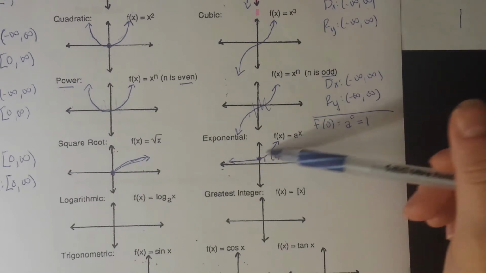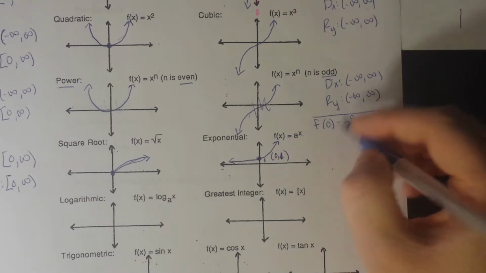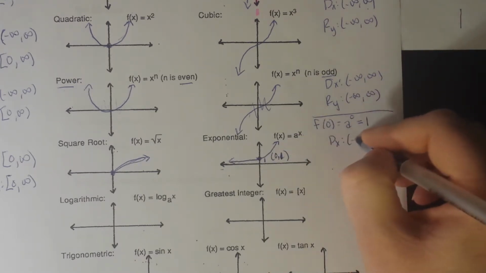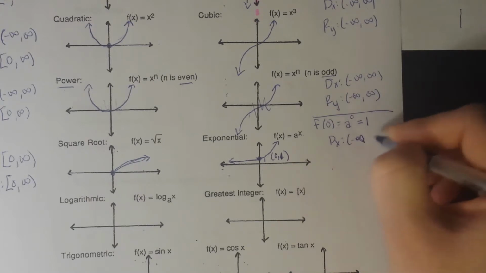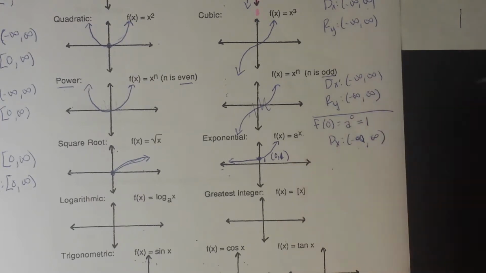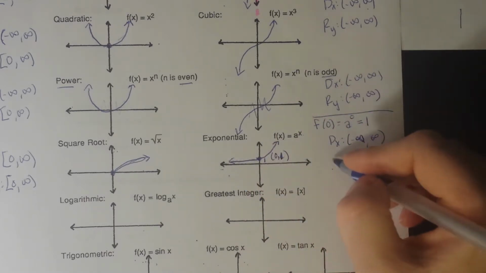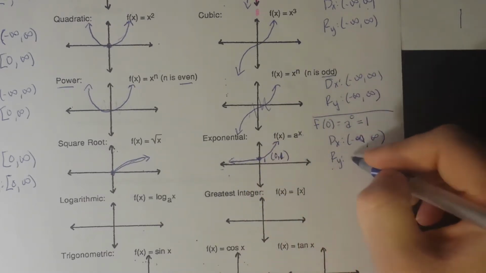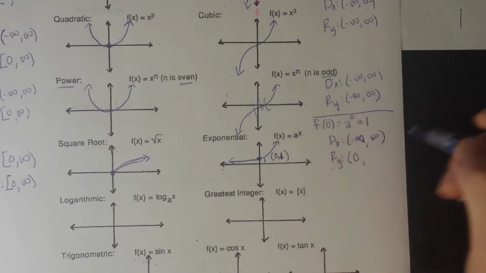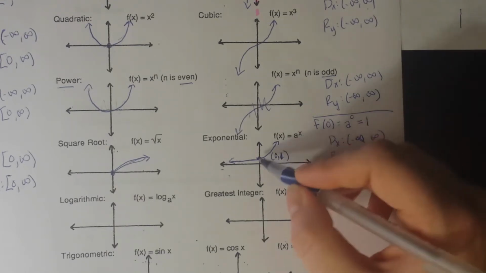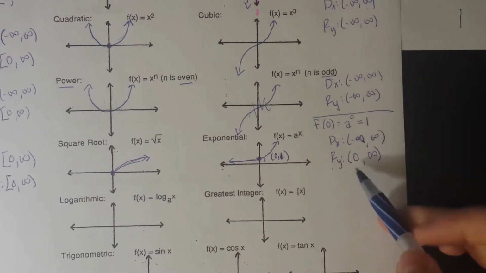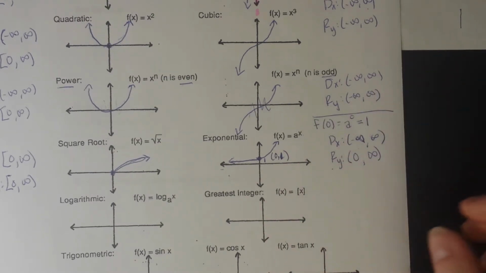So we go left forever, right forever. D sub x, negative infinity, ooh, that's a weird infinity, to positive infinity, and we go down, down, down, we get super close to the horizontal x-axis, but we're not going to cross it, so that is an open parenthesis, comma, we go up forever. So this is not a bracket, it's open.